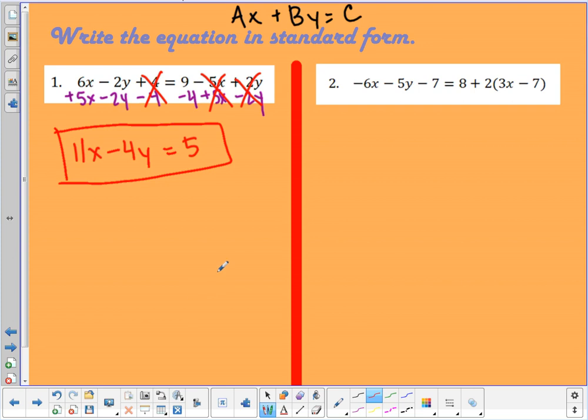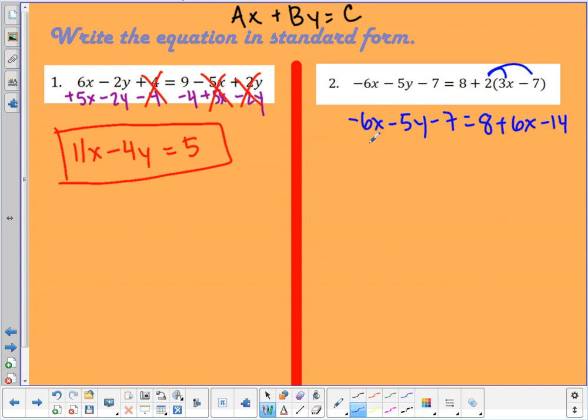But now when I take a look at number 2, I notice that I have some distribution that I have to take care of first. So I have to do that before I can start moving terms. So I have negative 6x minus 5y minus 7 is equal to 8 plus, and now here's the distribution. 2 times 3x is 6x. 2 times negative 7 is negative 14. So now I'm ready to move all that stuff over that I need to.